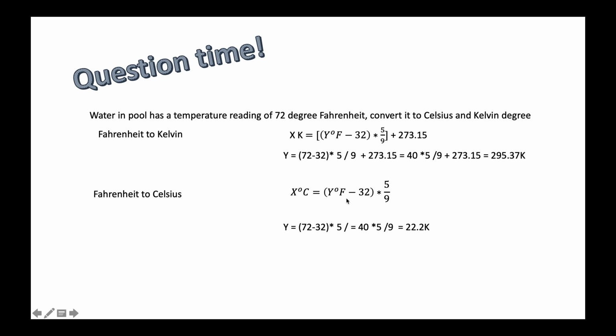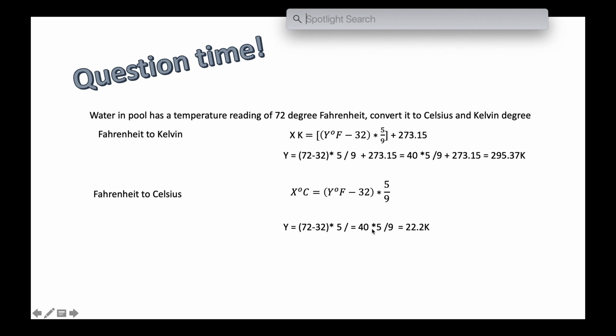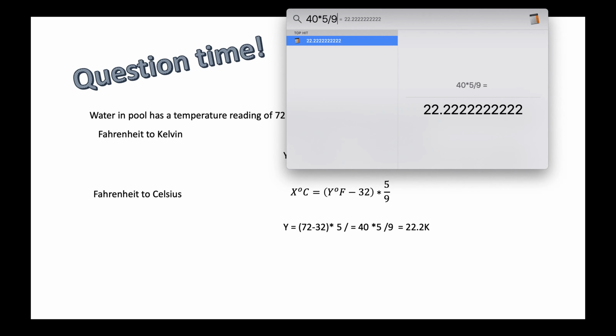And in a similar way, from Fahrenheit to Celsius. You have 72 as your y value. You subtract 32 from it. So that's 40. And you times 5. And you want to divide it by 9. Sorry, there's a 9 missing here. And if you calculate, 40 times 5 divided by 9, that's 22.2.